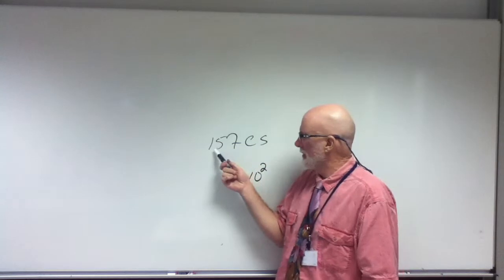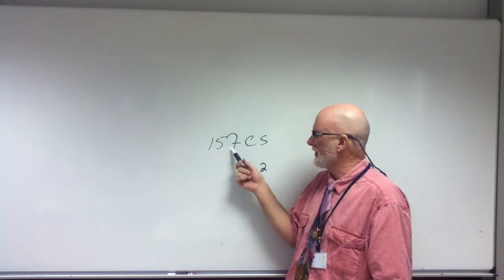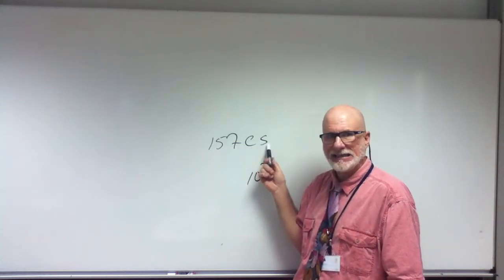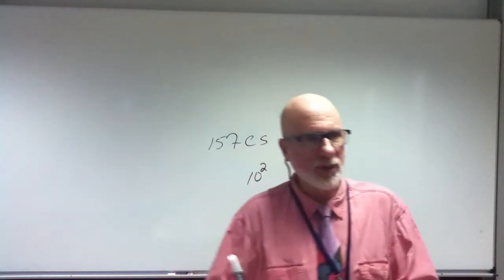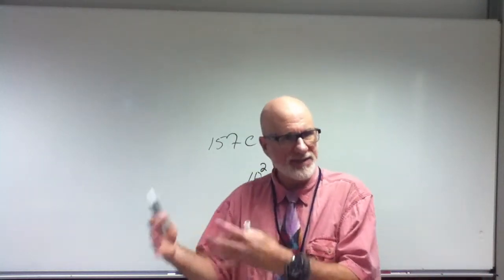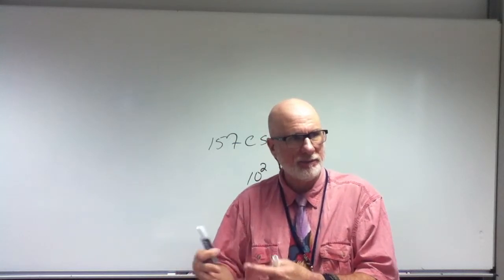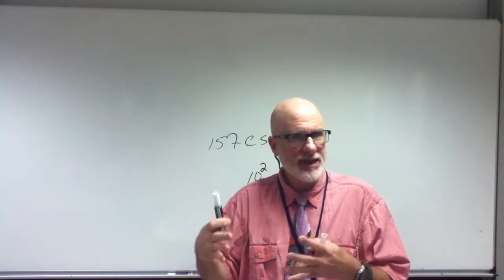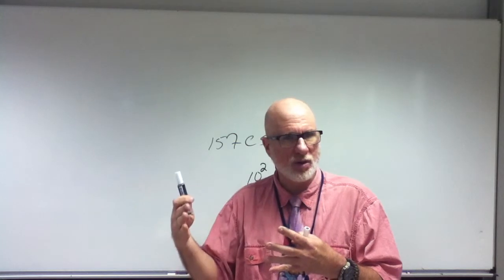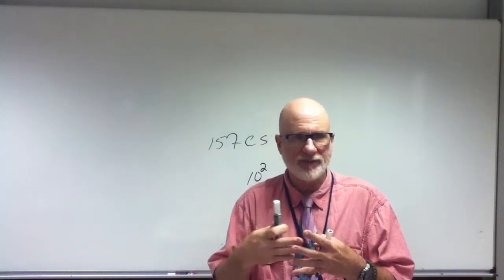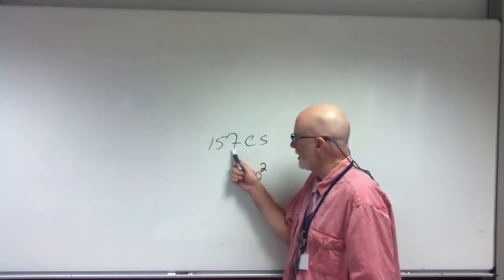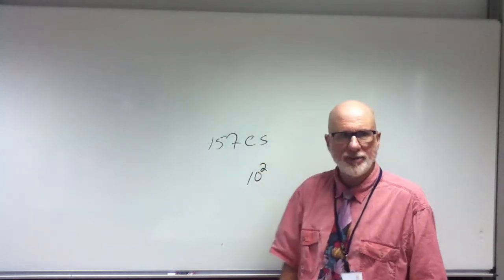In other words, when I convert 157 centiseconds into seconds, is the number 157 going to become 157 with 2 more zeros, or 157 as in 1.57? In other words, which way am I going to move the decimal point? Is the number going to be smaller or larger? Smaller. It's going to be what?